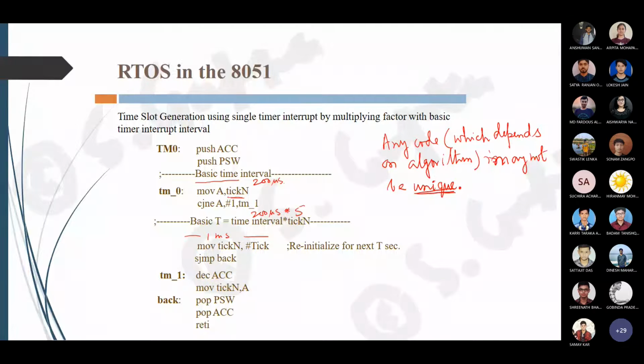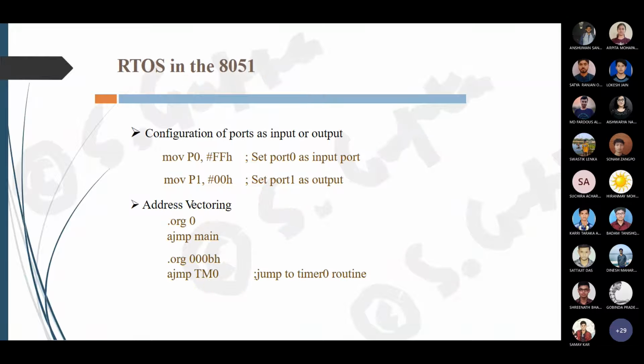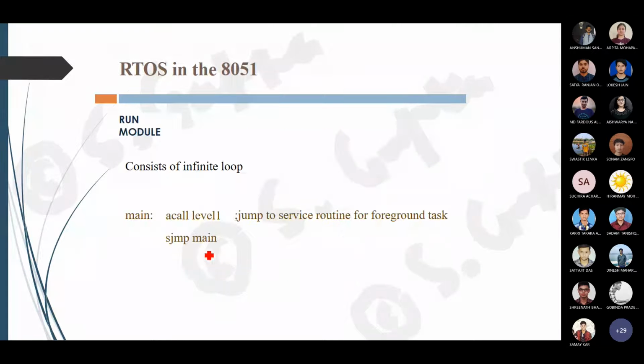Then we have this configuring port. This is actually required in the initialization module, the init module. Vector addressing, we have already discussed this part. Then the run module, where we can put these polling based operations. And we have this infinite looping module. This is a must, so that our system works continuously.